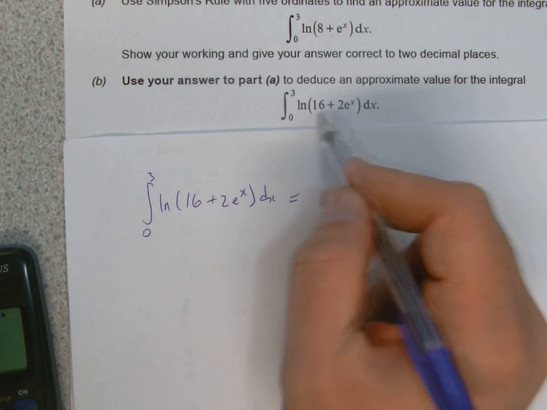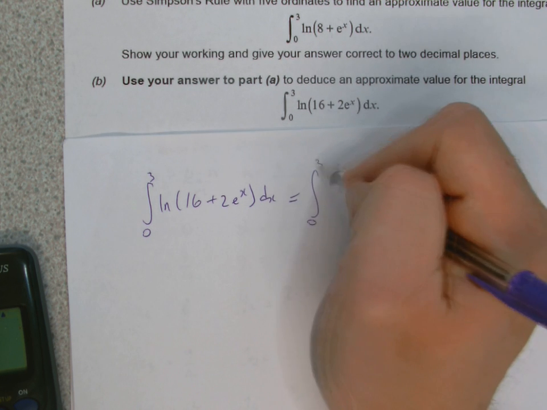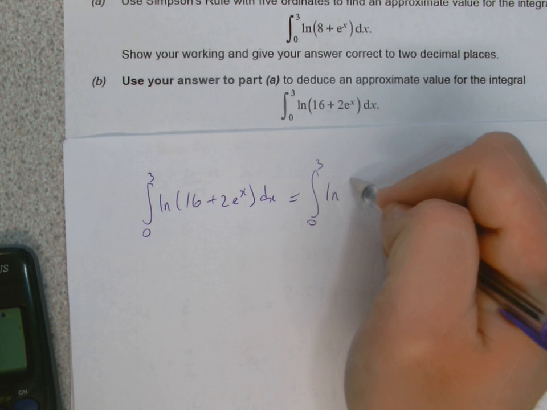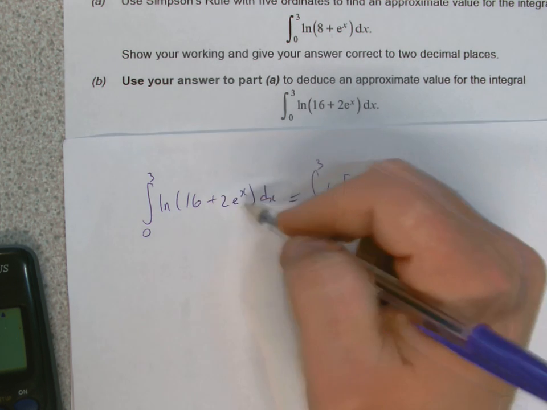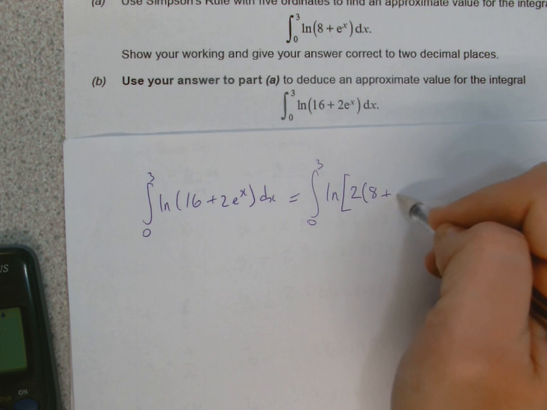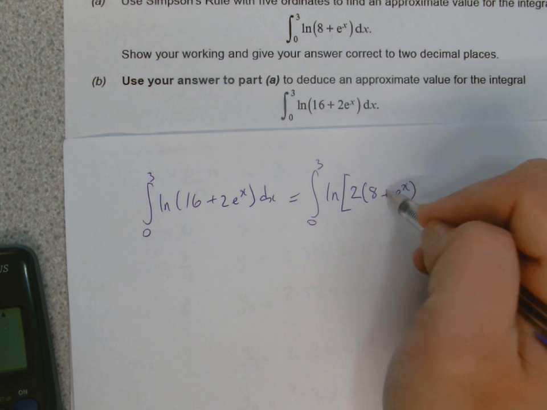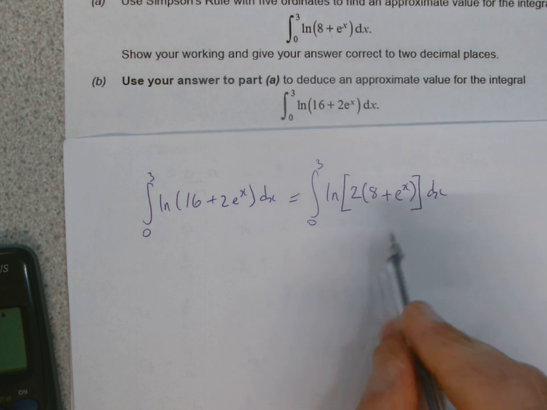And in fact, if we look at this bracket, you could factorize it, couldn't you? You could rewrite this as ln, and perhaps I'll use a square bracket to distinguish things, but you could take out a factor of 2 here. Factorize it, so then 2 times 8 will give you 16, and 2 times e to the x will give you 2e to the x. Okay, so you can do that, can't you? They are equal. They've just taken out the 2 there.